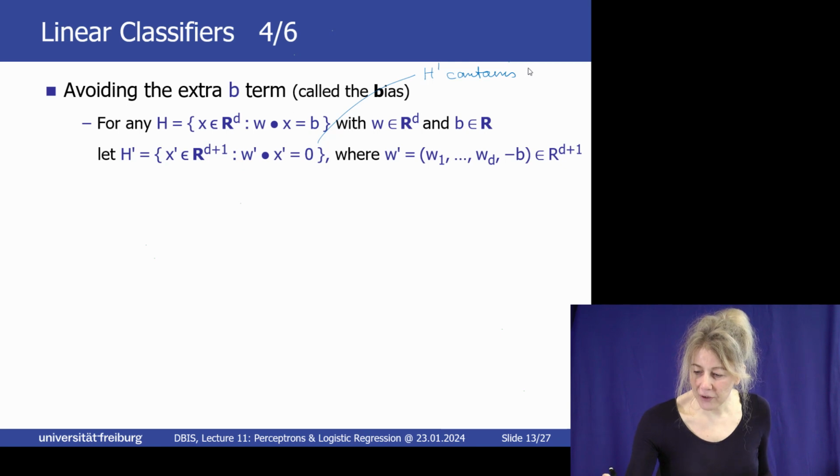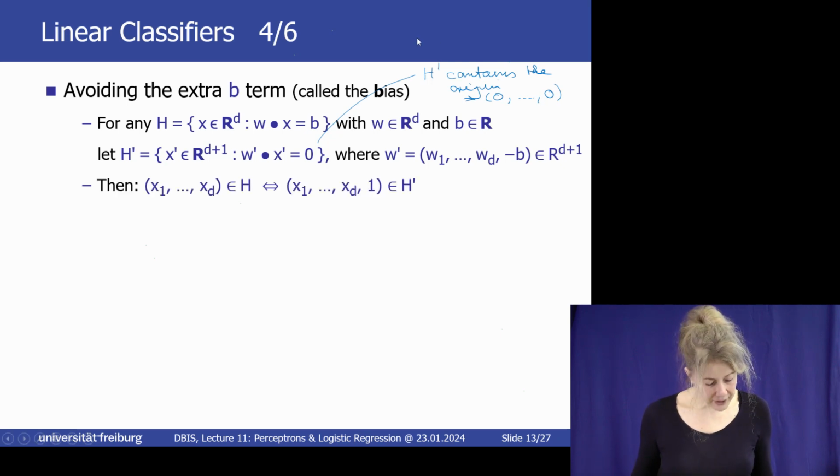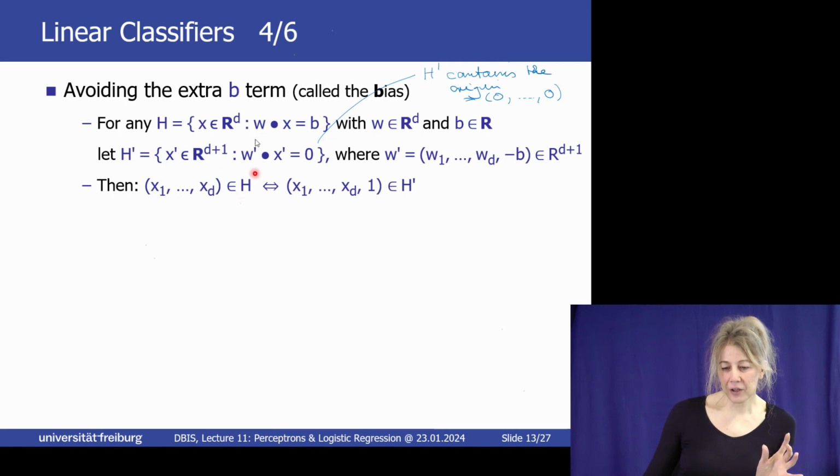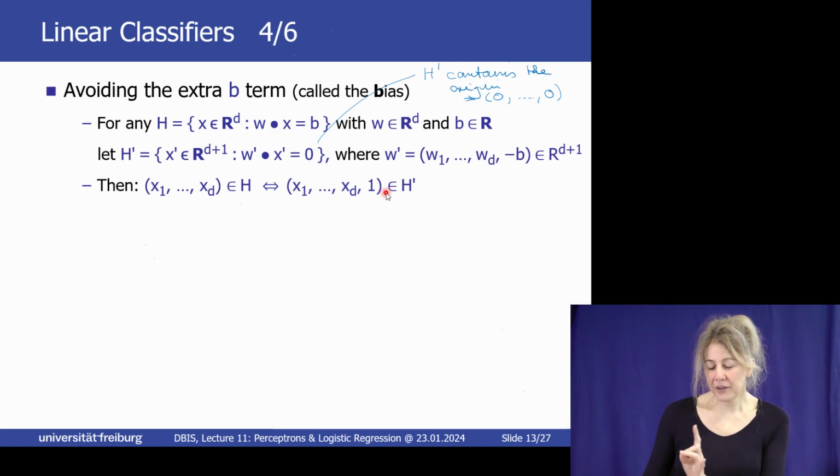So it contains the origin. And the origin is just the all-zero vector. So if I do that, then I can very easily prove that if my original vector is in this plane, then this vector is in this slightly different plane, where I've added to my normal vector one dimension here, and the value is minus b.